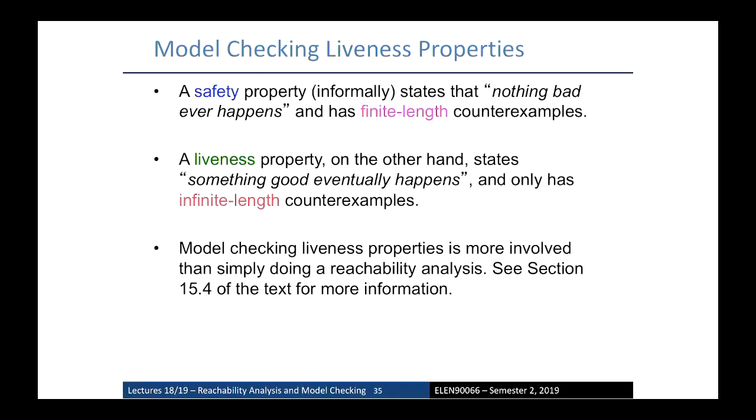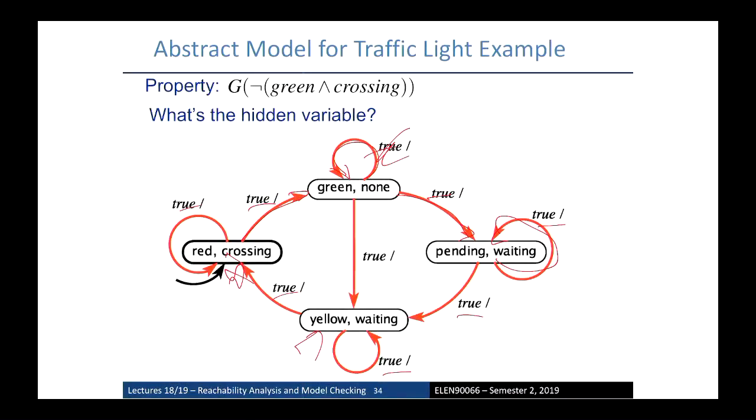Okay, so I've said a lot about safety, and indeed about 90% of the literature and stuff out there tests machines for safety. Safety, if you want to informally state it, says nothing bad ever happens. So the bad was green and crossing, and to state that nothing bad happens, we state it in LTL logic up the top there, right? You can state it as a proposition with the LTL operator.